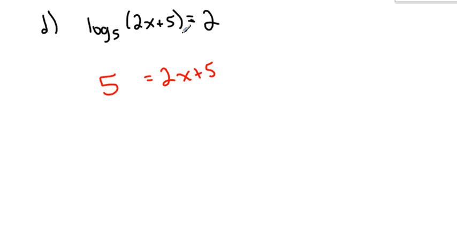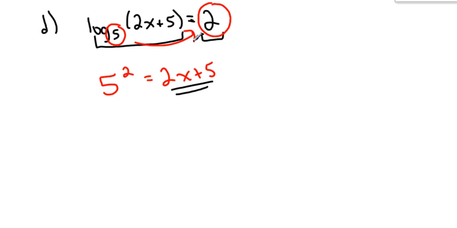Okay, what this log statement says is that if you have base 5, there's some exponent that will give you a value of 2x plus 5. Well, they told me the exponent was 2, so why don't I put 2 in this equation? So in other words, what I've done is I've rewritten my log equation as an exponential equation. And anytime that you know the base and the exponent, that's always a good approach.